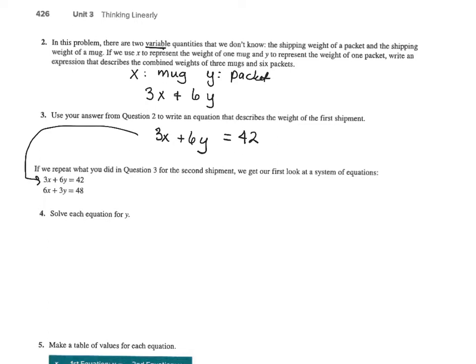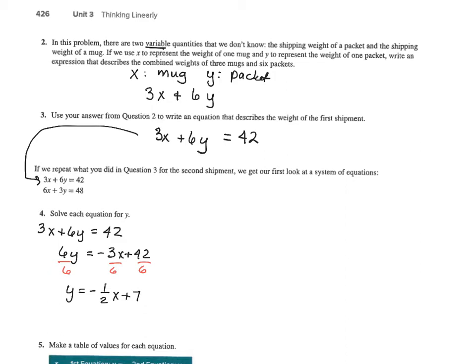Solve each equation for y. Now, the reason why we're doing that right now is they're going to want us to put this in a table, and they're wanting us to graph this as well. So just bear with me. 3x plus 6y equals 42. So let's subtract 3x from both sides, and that gives me 6y equals negative 3x plus 42. Now let's divide every single term by 6, and you see we get y equals negative 1/2 x plus 7.